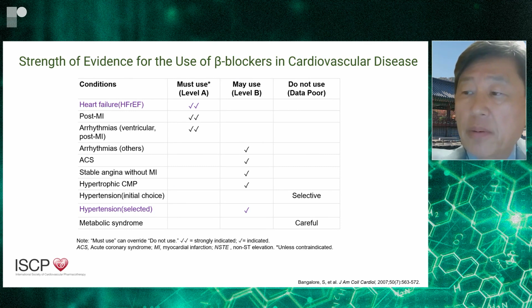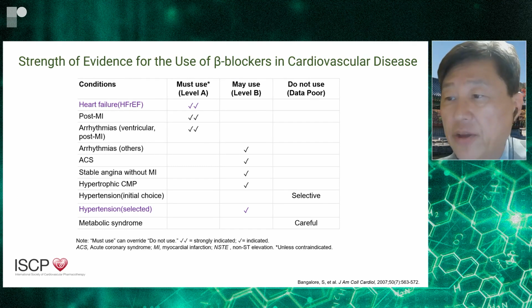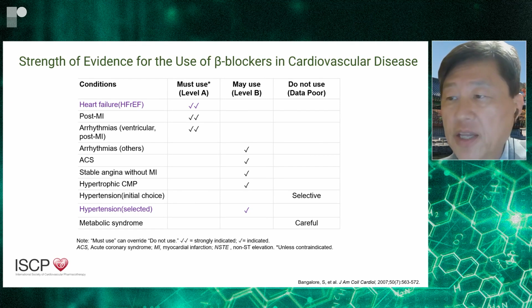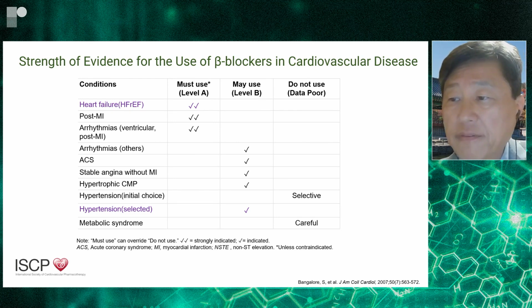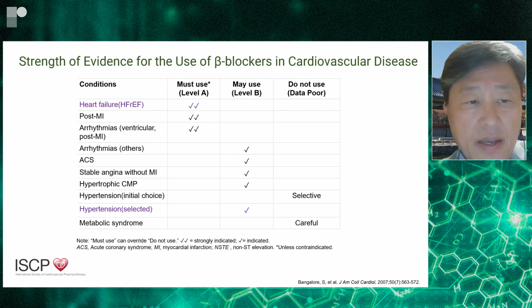This slide shows a summary of the use of beta blockers in current cardiovascular disease. Approved indications include heart failure, post-MI, arrhythmia, angina, hypertrophic cardiomyopathy, hypertension, and metabolic syndrome. Data for post-infarction protection and for mortality reduction in heart failure are particularly impressive. However, other data are less compelling. In the case of hypertension, a beta blocker is not a first-line choice for general uncomplicated hypertension, but for selected hypertension.